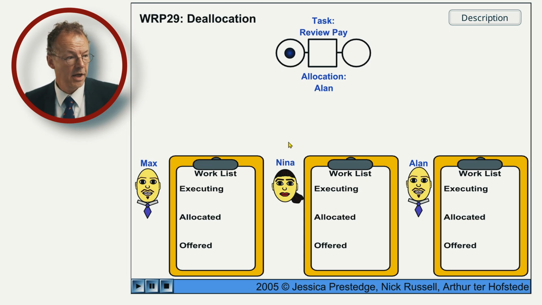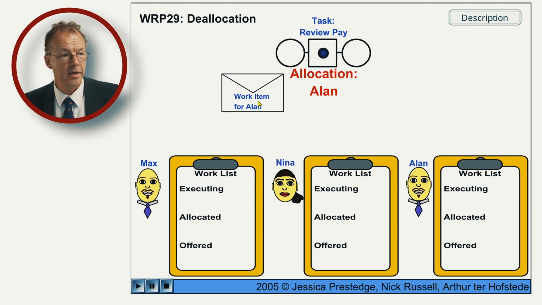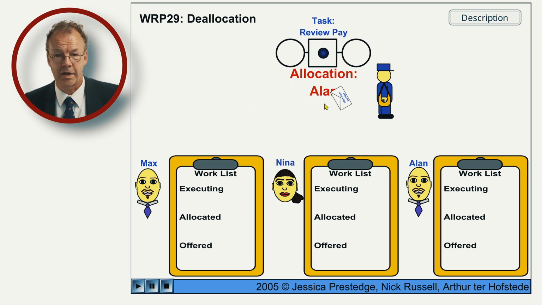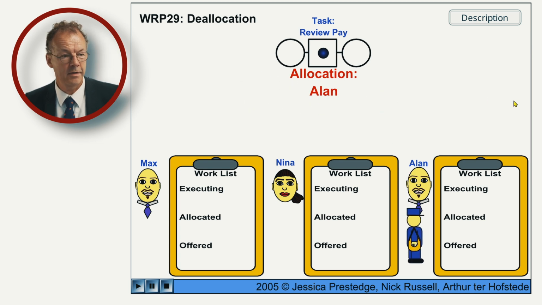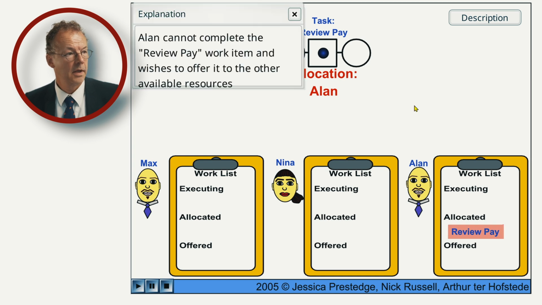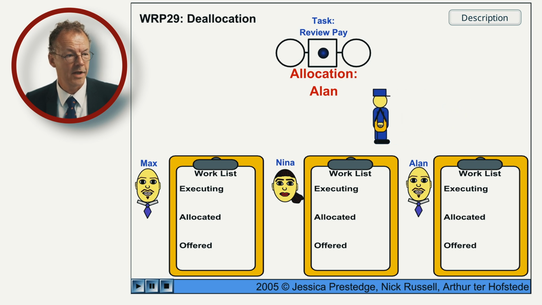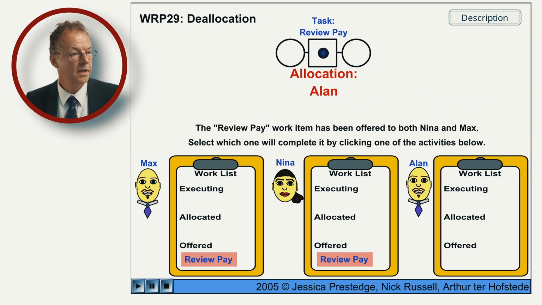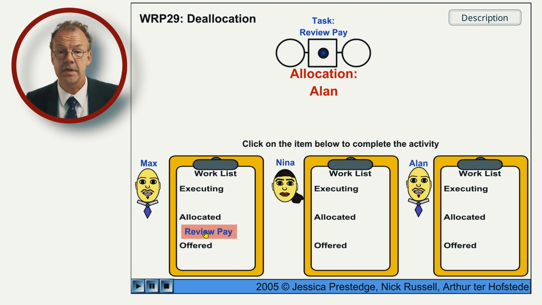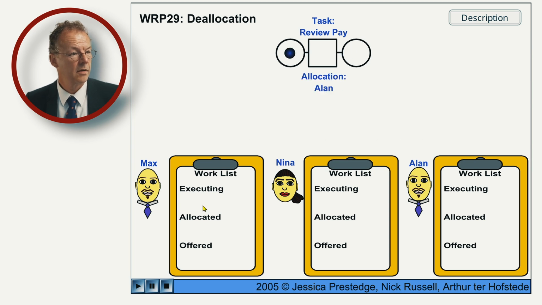So here we have deallocation. We start the animation and the review pay work item is for Alan, so it's allocated to Alan. And Alan cannot complete the review pay work item and wishes to offer it to other available resources. So he deallocates the work item and now it's offered to Max and Nina, and if Max accepts it and starts it, then he can complete the case.